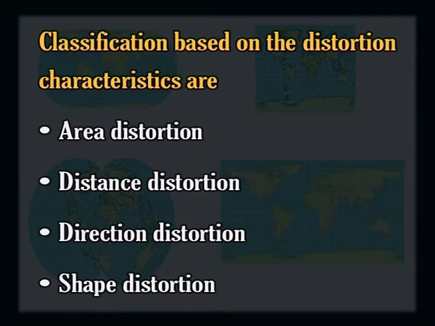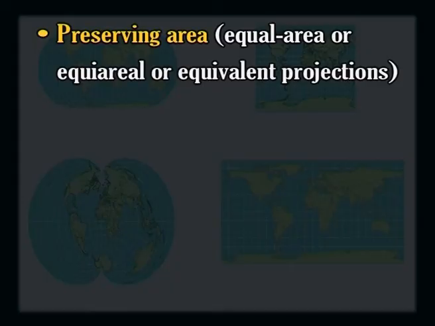Classification based on the distortion characteristics are area distortion, distance distortion, direction distortion, and shape distortion. In order to overcome these distortions, the projections are designed. Some of these projections are preserving area, called equal area or equiareal or equivalent projections.